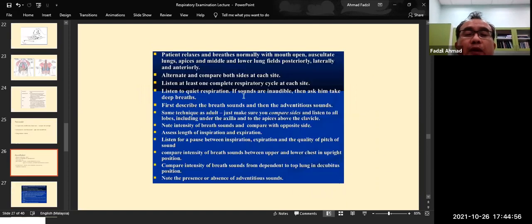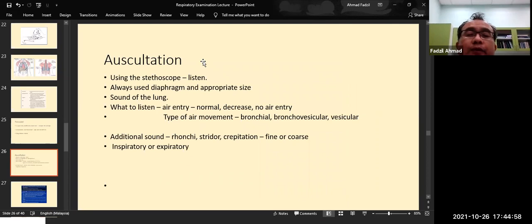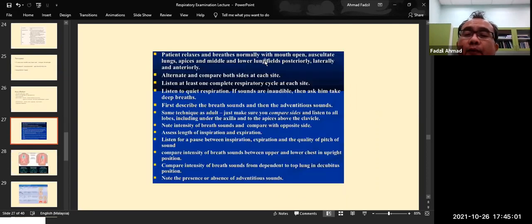So how to do it? The patient should be relaxed, breathe normally, and if possible, open the mouth a little bit, just a little. Auscultate the lung. For bigger children, always start from the apex, or if not, you always do the upper zone, mid zone, lower zone, and then at least one complete respiratory cycle, inspiratory and expiratory. But the best is twice. And then listen to the sound.